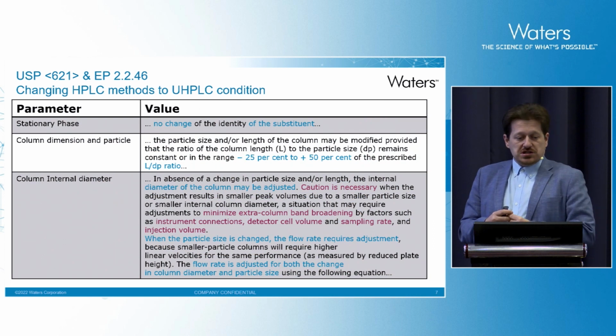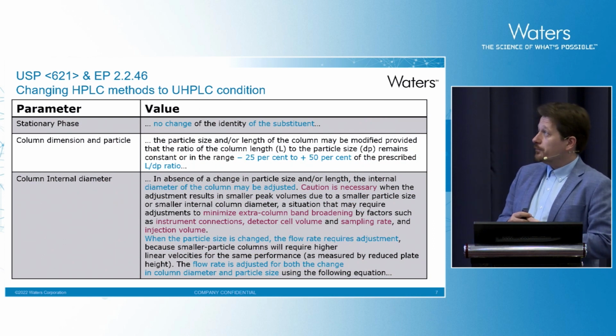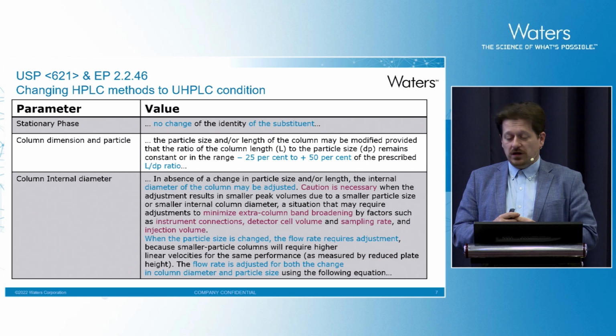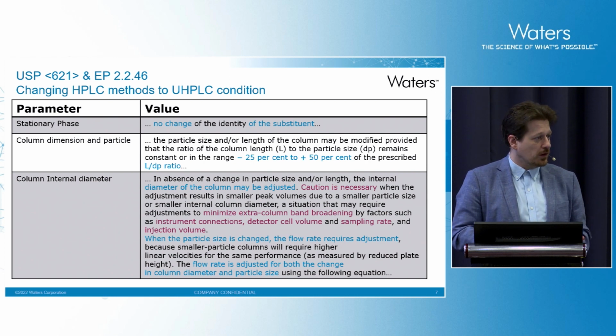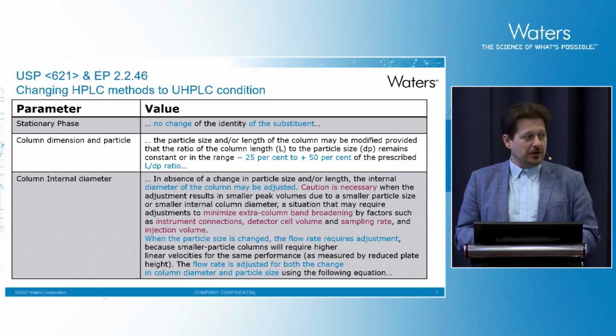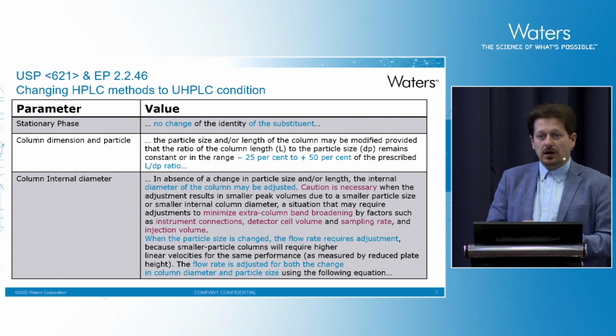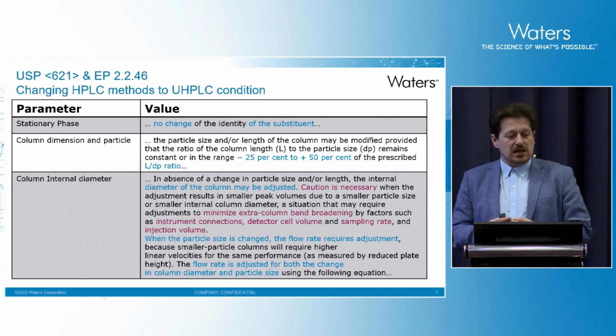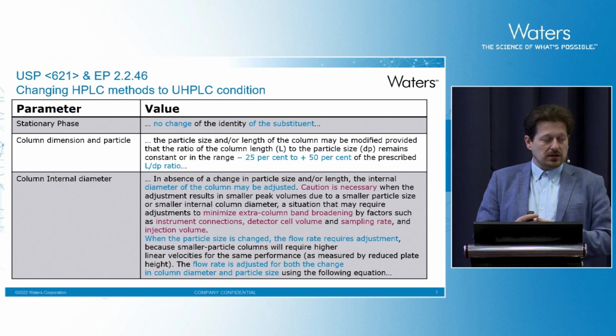So how do we change the method? In the book is outlined what we are allowed to do, what we are not allowed to do. Very logical, the stationary phase we are not allowed to change. So if you have a C18 column, you can't now use a C4. If amide is required, you can't go for phenyl and so on. This is logical. The chemistry has to be the same because the column is giving you the selectivity to separate the components. But we may change the length, the dimension, and the particle size.